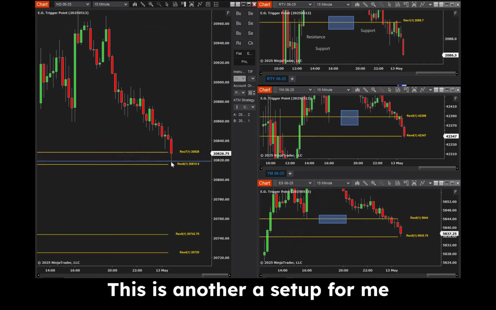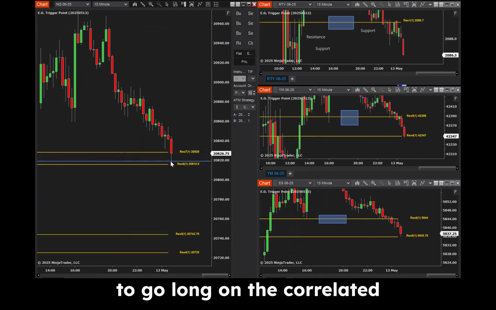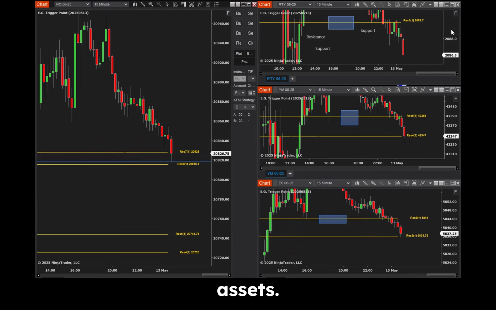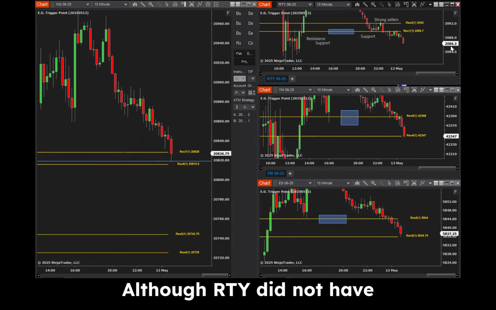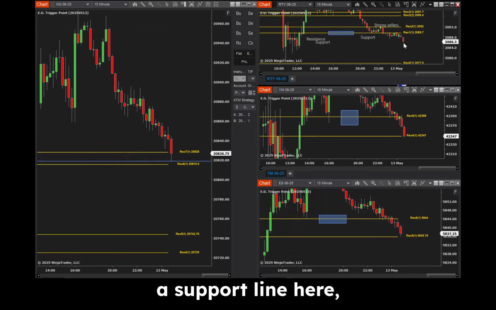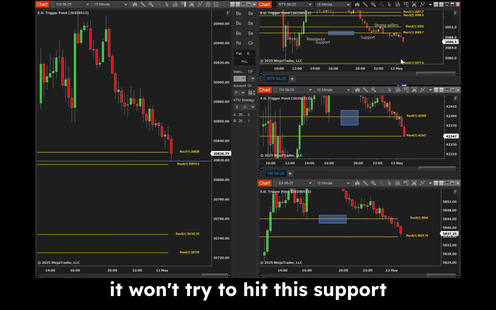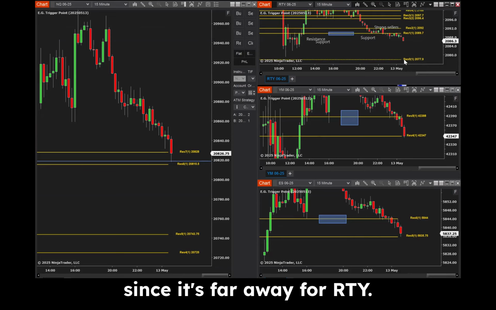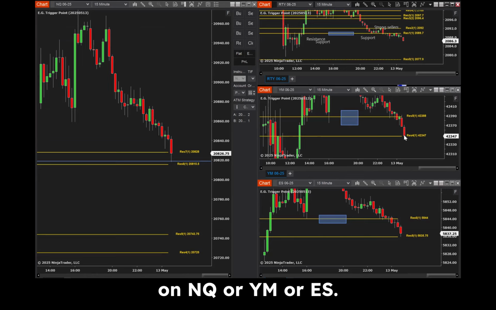This is another A+ setup for me to go long on the correlated assets. Although RTY did not have a support line here, since it was far away, I anticipated that it won't get magnet, it won't try to hit this support since it's far away for RTY. So this line is what I was looking for to go long on NQ or YM or ES.